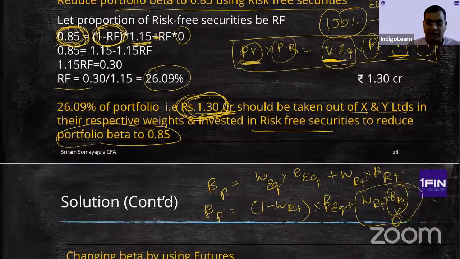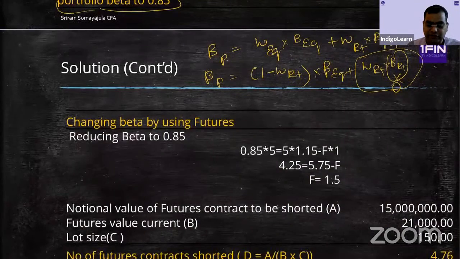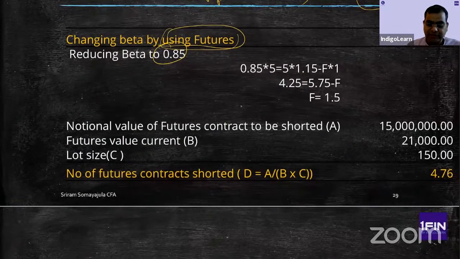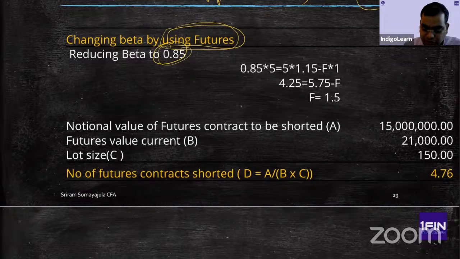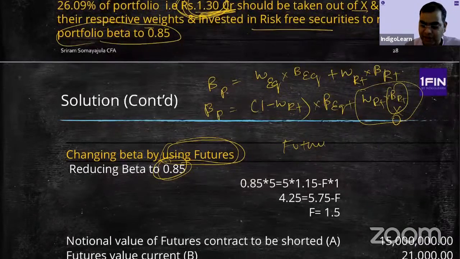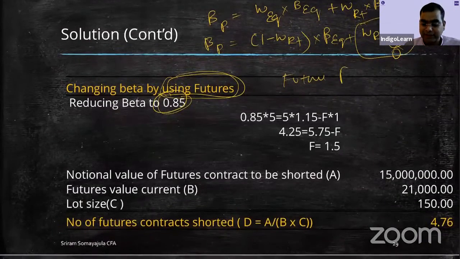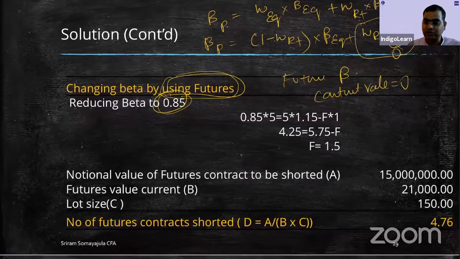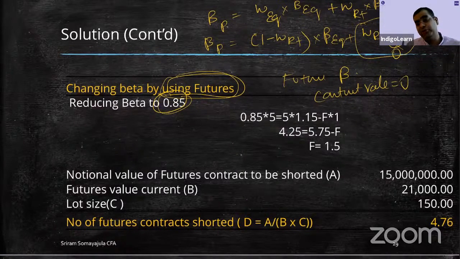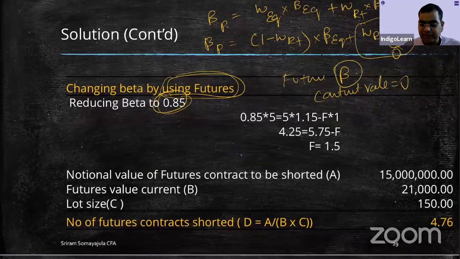Now coming to the next part. How can we hedge the same, or how can we reduce the beta to 0.85 by using futures? Just like the risk-free asset has a beta of 0, a futures contract has a beta, but the contract value is 0. On the day you enter into the contract, the contract is just a piece of paper and does not have any value on that day. You may generate returns out of it, but the beta of that contract will be 1 because it is a market-linked contract. They said index futures, so it has a beta of 1, but its value is 0.